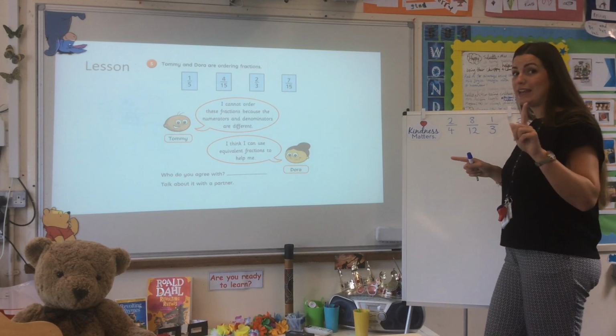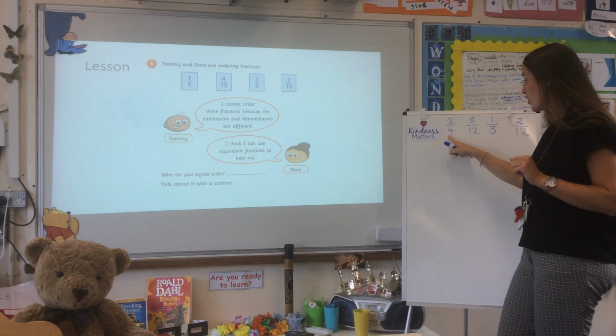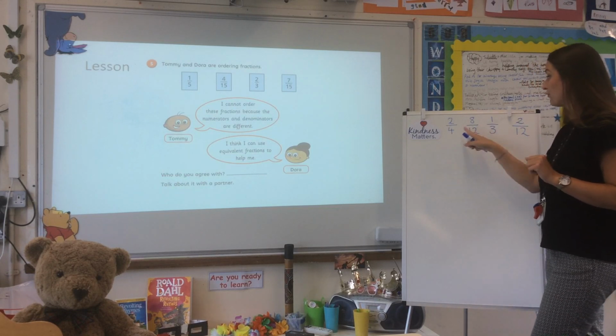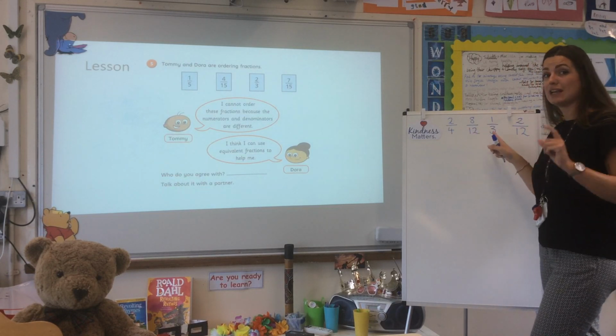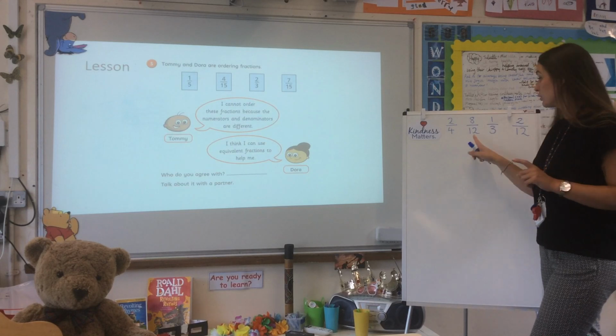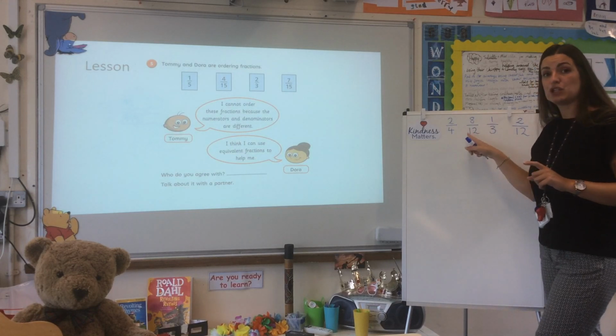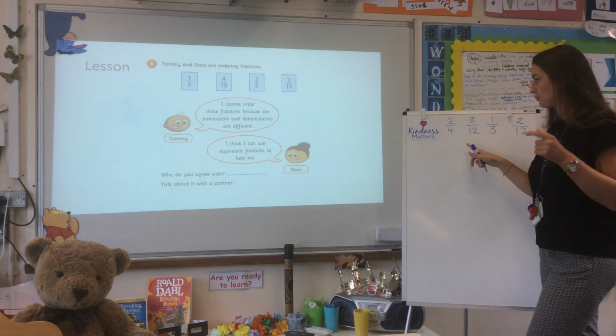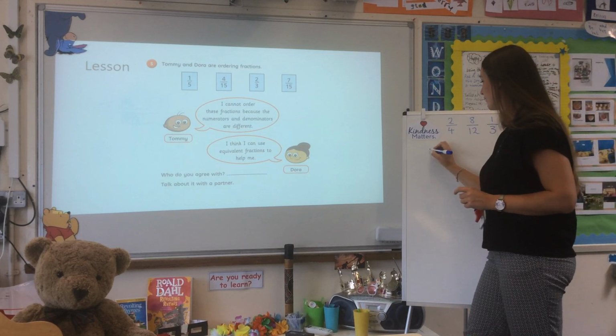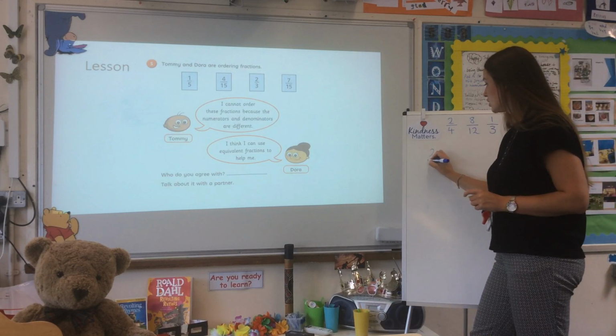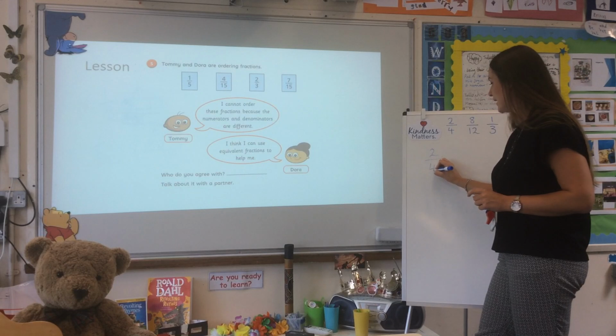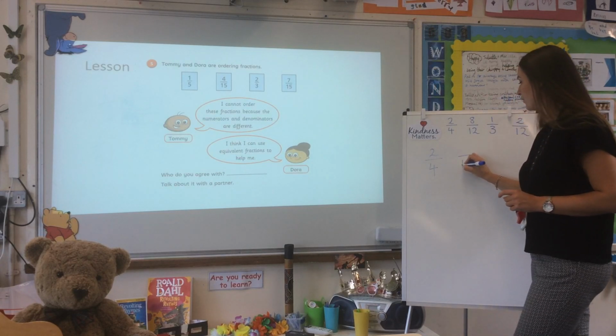So we need to turn these two denominators into 12ths, because 12, we've established, is the biggest multiple. So let's have a look at 4. Let's have a look at our quarters. So 2 quarters. Now we need to turn it into 12ths.